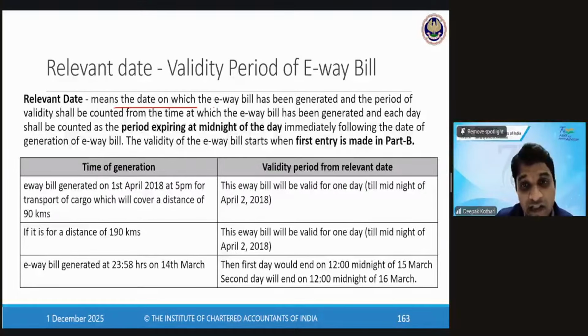Relevant date means the date on which the e-way bill has been generated, and the period of validity will be counted from the time at which the e-way bill has been generated, and each day shall be counted as the period expiring at midnight of the day. So today, if you have generated, from today night, it will be considered as one day. So if you have generated on 1st April at 5 p.m., it will not expire on 1st for 90 kilometers, right? So for up to 200 kilometers, one day. So it will expire on 2nd of April. That means at 14 hours of 13th of February.